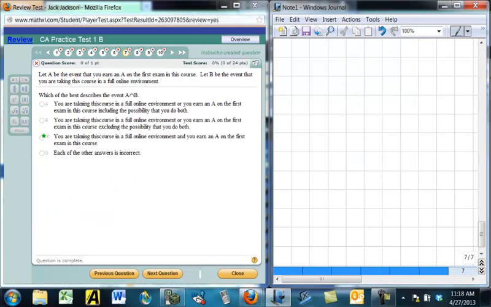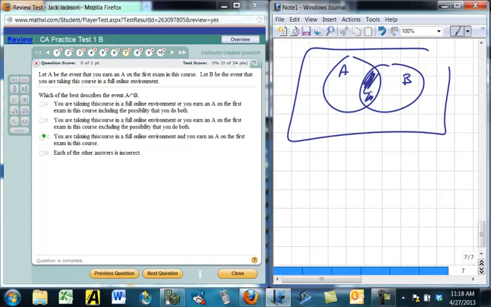Let A be the event that you earn an A on the first exam in this course. Let B be the event that you're taking the course in a full online environment. What best describes A intersection B? So A intersection B is the overlap of the two. In a Venn diagram, it would look something like this.